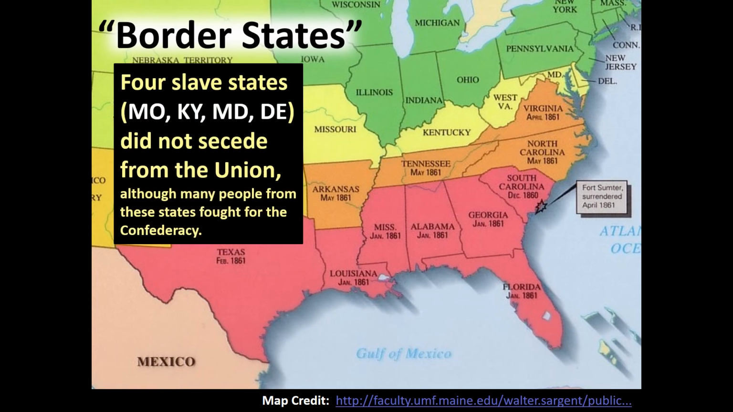These border states, Missouri, Kentucky, Maryland, and Delaware, are slave states, and a lot of the people from those particular states are going to fight for the Confederacy, but the states themselves do not secede from the Union. So now you've got the 11 Confederate states, and this is what it's going to look like as far as the boundary for the first part of the fighting.